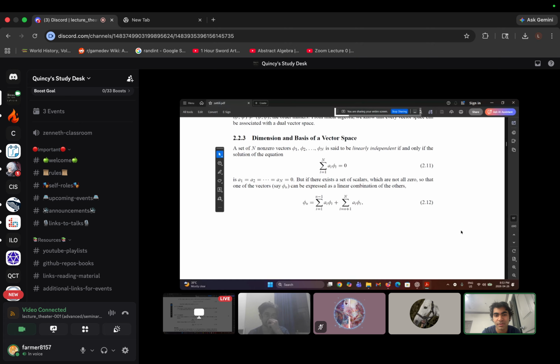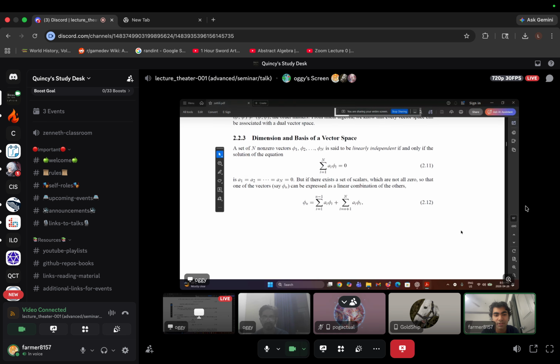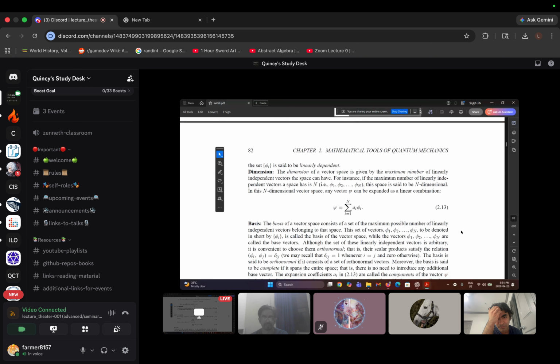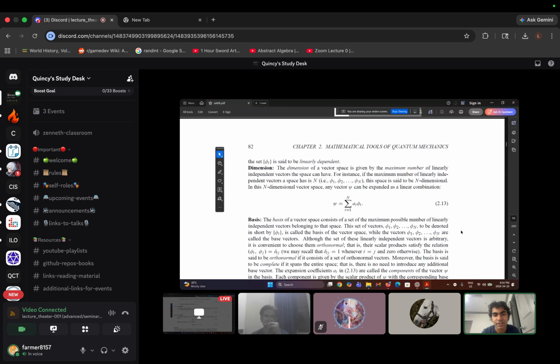Dimension and basis of a vector space. A set of n non-zero vectors phi 1, phi 2 to phi n is said to be linearly independent if and only if the solution of the equation is a1 equals a2, all of them equal to 0 till an. But if there exists a set of scalars which are not all 0, so that one of the vectors, say phi n, can be expressed as a linear combination of the others, phi n equals the sum from i equals 1 to n minus 1 of ai phi i, plus the rest of the vectors, the set phi i is said to be linearly dependent.